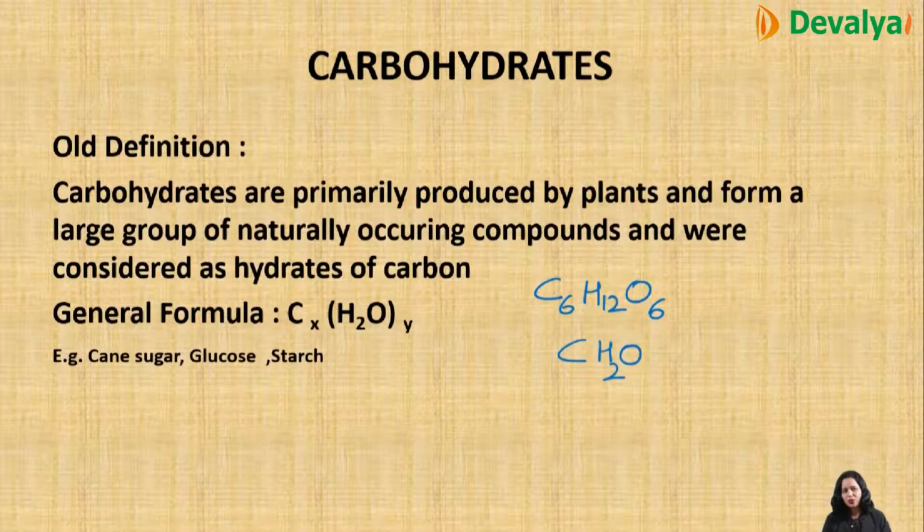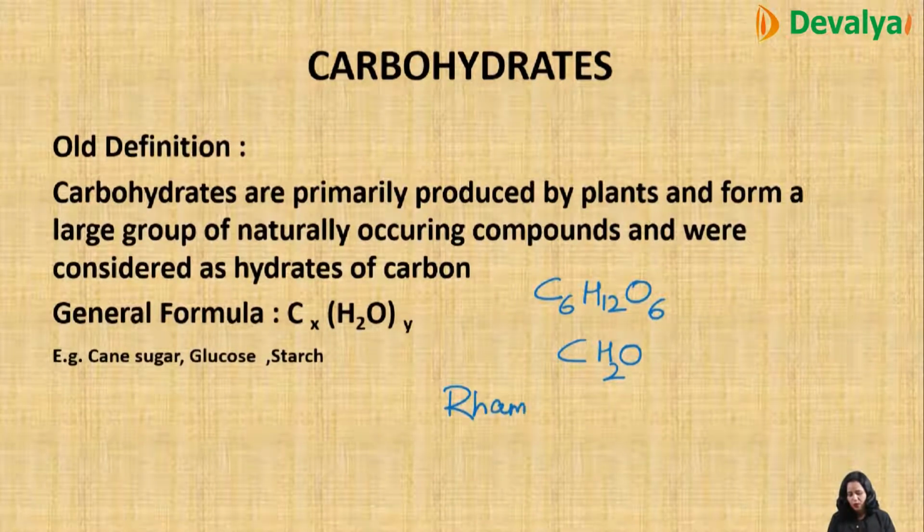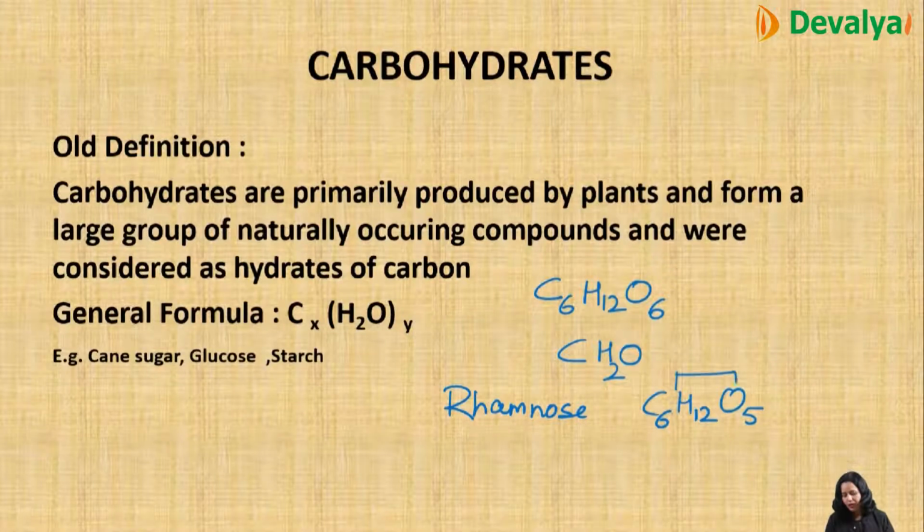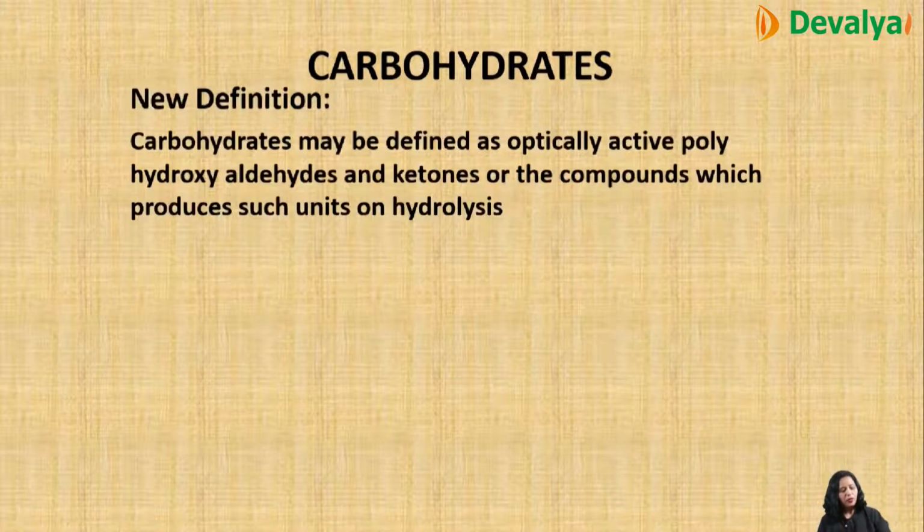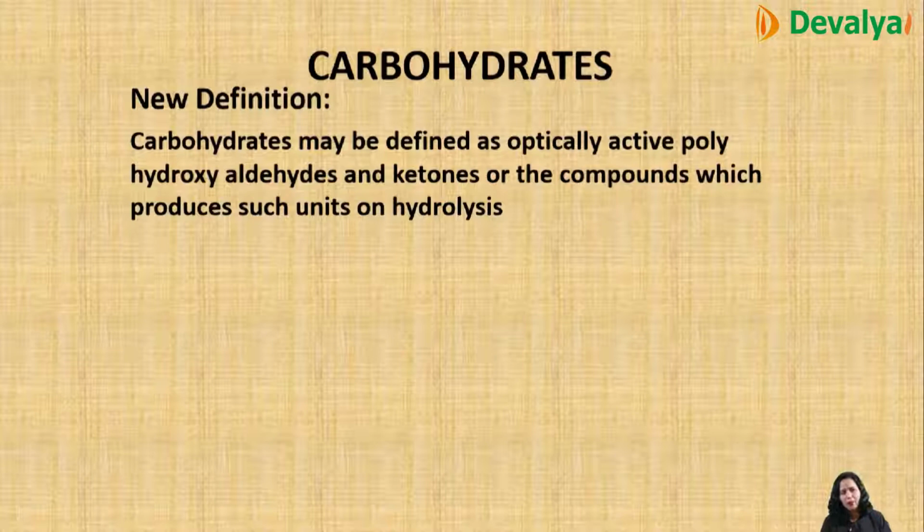But this definition failed when rhamnose was discovered, and the formula of rhamnose was C6H12O5, where oxygen and hydrogen were not in the ratio of H2O. So this definition failed. Then the new definition came: a carbohydrate may be defined as an optically active polyhydroxyaldehyde or ketone, or a compound which produces such units on hydrolysis.